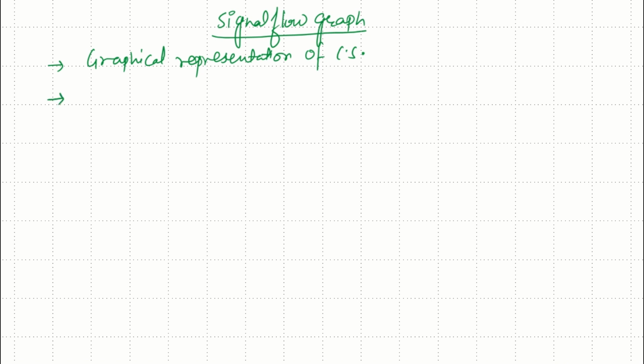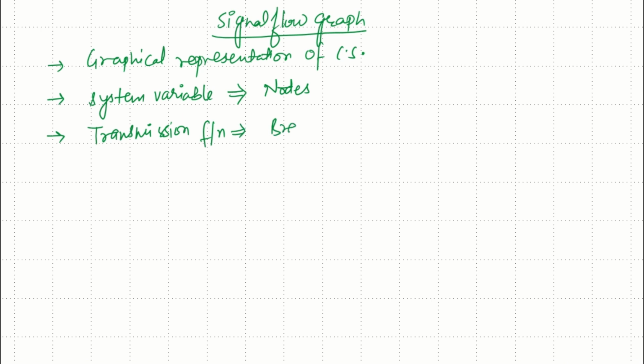In this signal flow graph, the system variables are represented by nodes. So we have system variables like input, output, the summing element, and the takeoff points. These are the system variables, and they are represented by nodes in the signal flow graph. The transmission functions, which are the different gains, are represented by the branches.